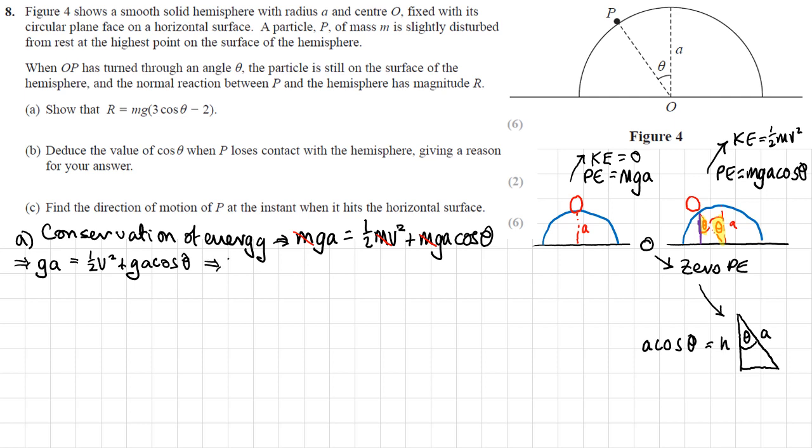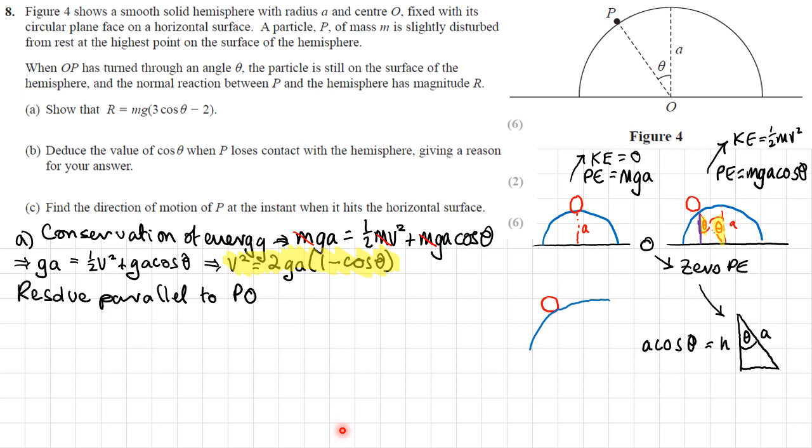I'm going to rearrange this to make v squared the subject, because it's going to be useful in a moment, and that will give me 2ga, and then factorising the 2ga, I'll have in brackets 1 minus cos theta. So I'll just highlight that because I will be using that in a moment. And then the next thing I'm going to do is resolve in a direction which is parallel to PO.